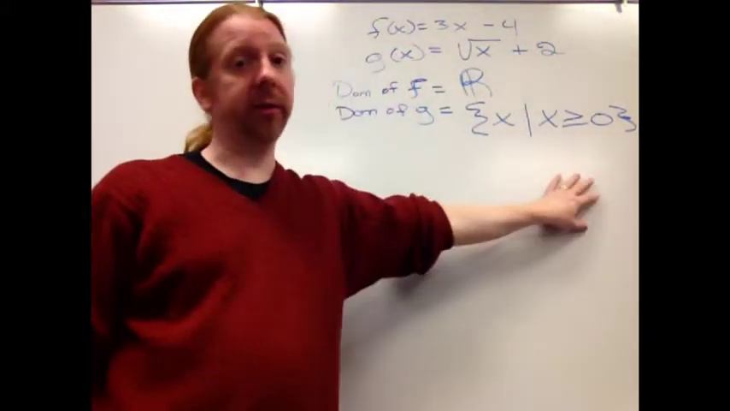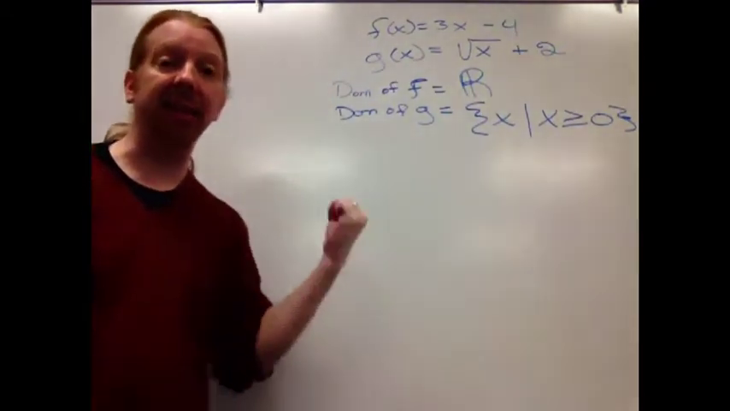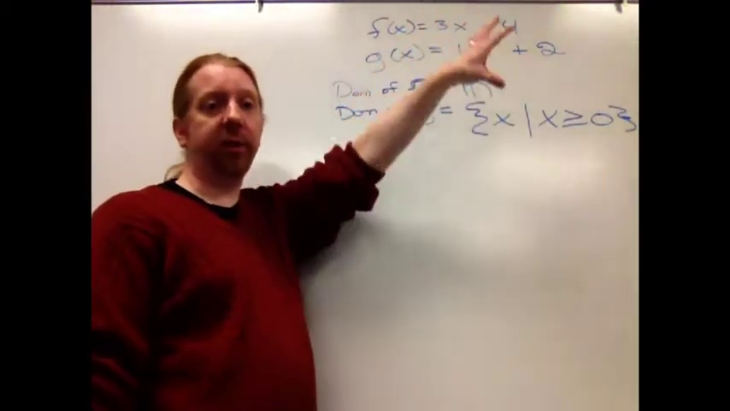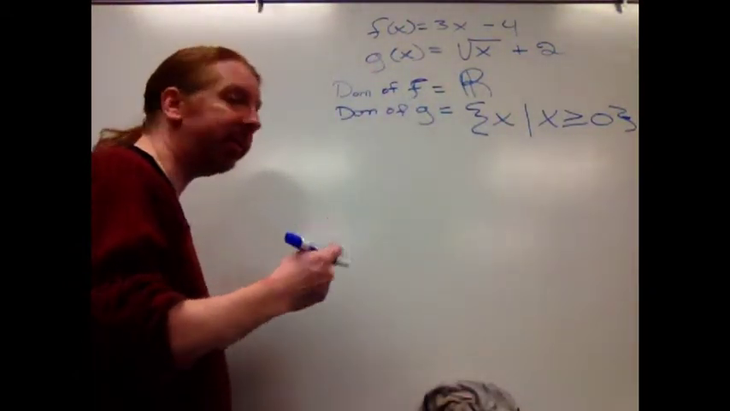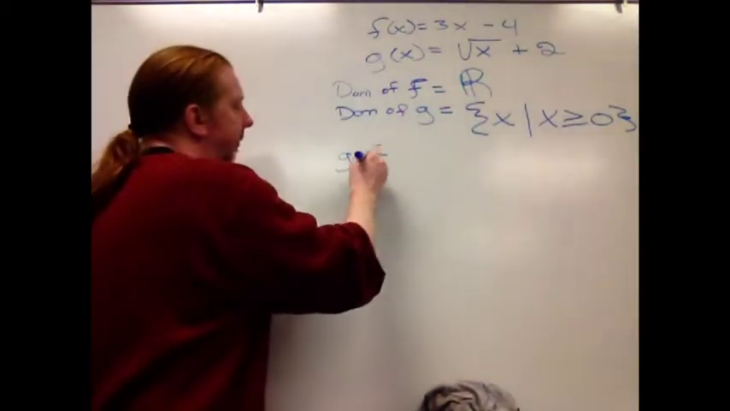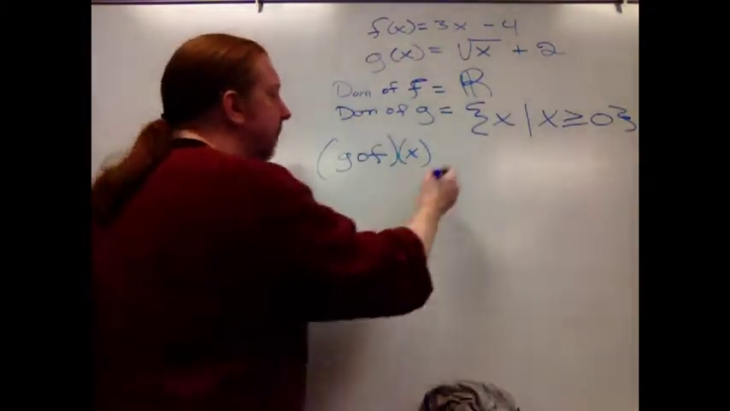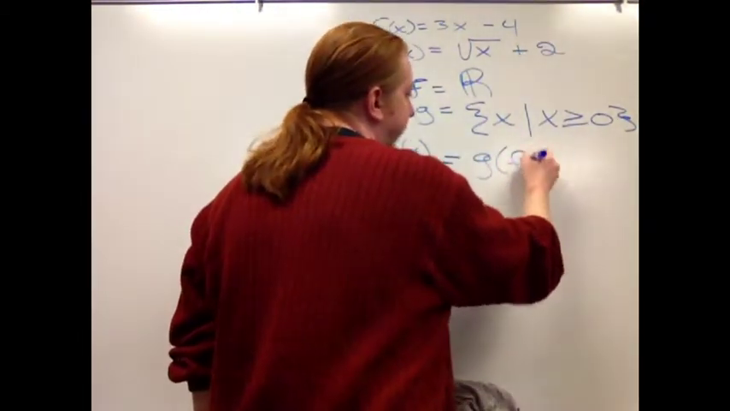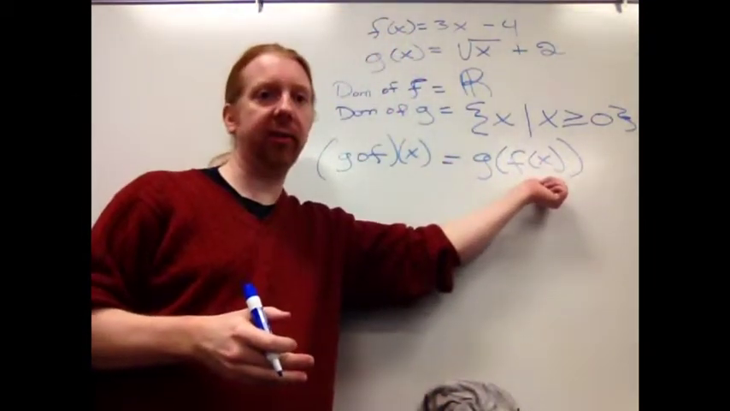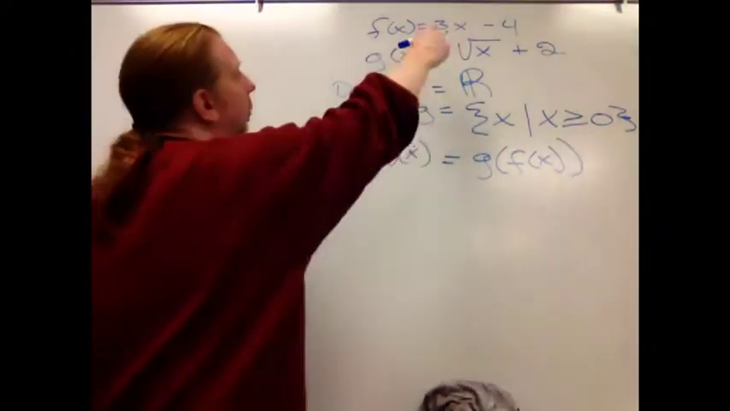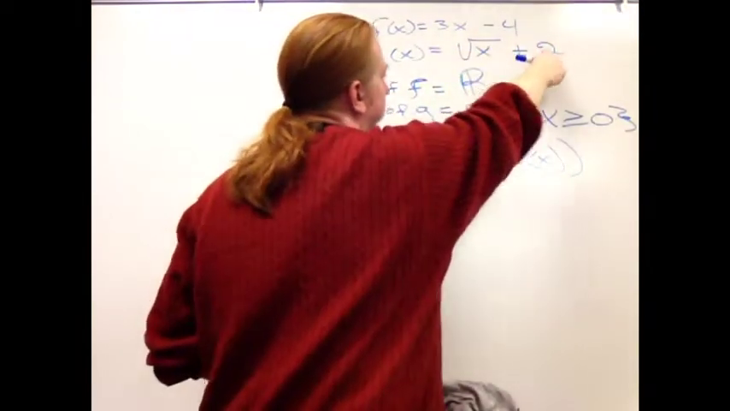This is going to be important. When you do composition functions, you need to be aware of the domain, the limitations, from the original two functions. So for example, let's say I want to do the composition of g on f. Now I know that that's the same thing as saying g of f of x. So I'm going to replace the x in g with what f is. Simple enough. So I take this expression up here. g is square root of x plus 2.